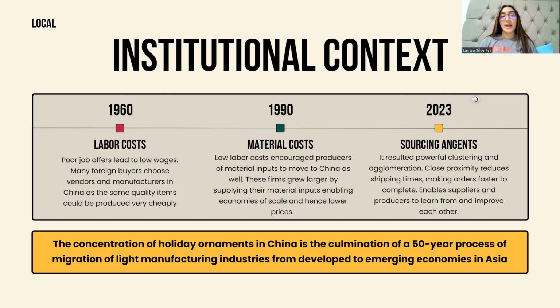And then all the way through the 90s, low labor costs encouraged producers of material inputs to move to China as well. So these firms grew larger by supplying their material inputs, enabling economies of scale and hence lower prices. And then we have the mature industry that we have right now, in 2023, with sourcing agencies as well, which resulted in a powerful clustering and agglomeration effect, as shown in the map. Close proximity reduces shipping times, making orders faster and complete, enabling suppliers and producers to learn and improve from each other.